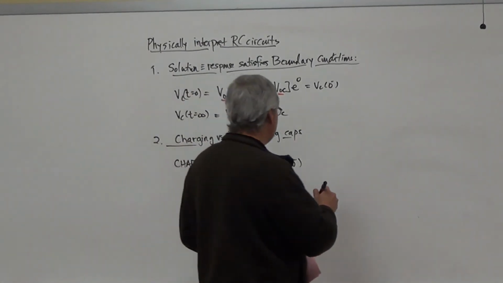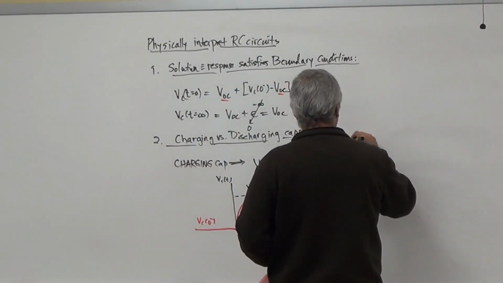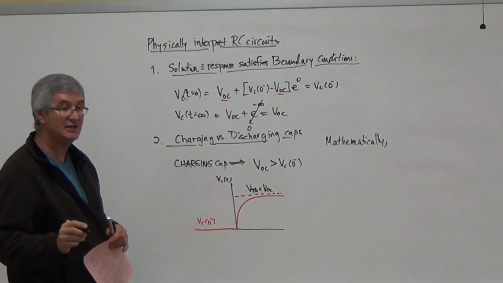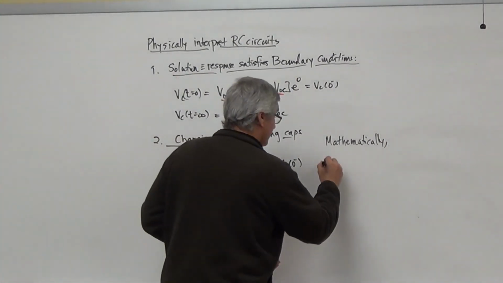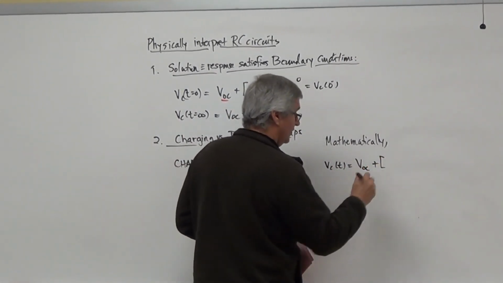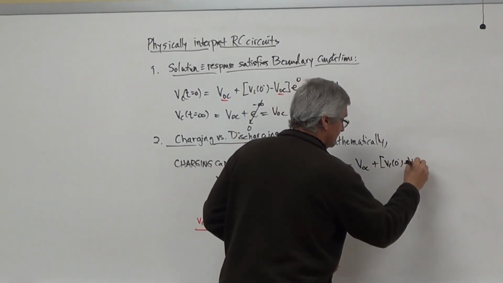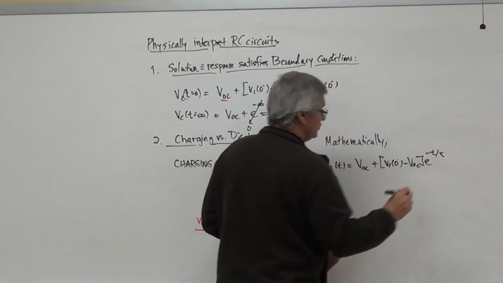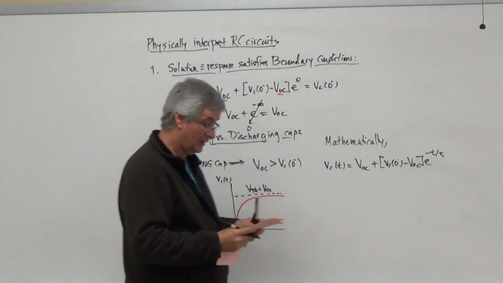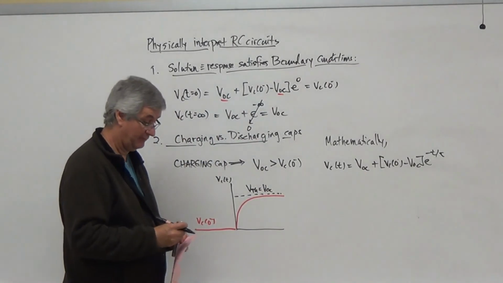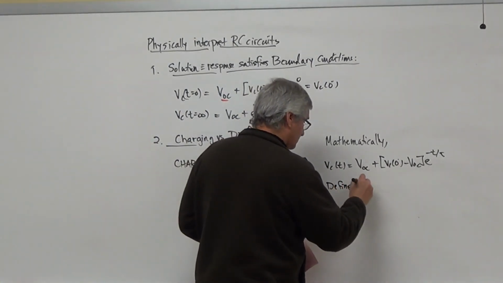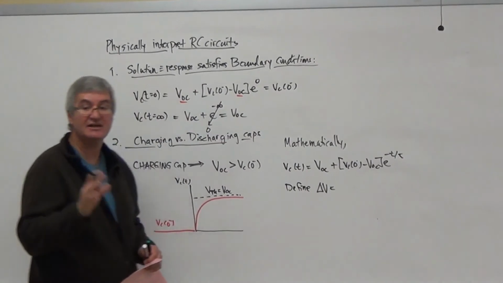So if I'm looking at this thing mathematically, I look at this solution here, what you're going to see here is that I have VC of t equals VOC, then I get this quantity, which is VC of 0 minus VOC e to the minus t over tau. So what I want to pay attention to here is that I want to define a quantity. And that quantity I'm going to call delta V. Okay? So I'm going to define delta V as what? The change in the capacitor voltage.